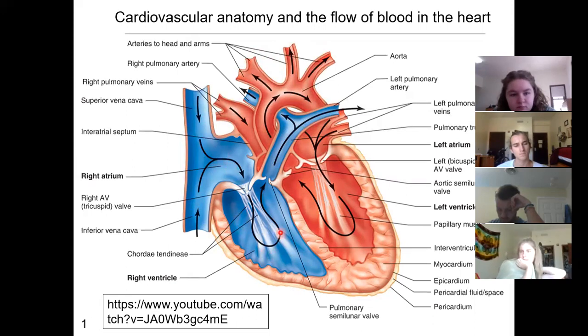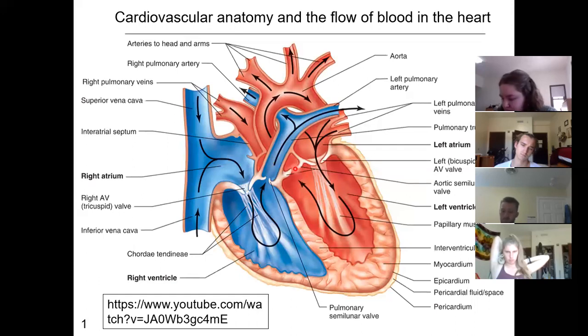Blood returns between the beats, then the heart contracts and the pressure builds up in the right and the left side, and the blood in the right ventricle is forced through the pulmonary, I think I might have said the wrong word before, the pulmonary semilunar valve into the pulmonary artery, and the blood in the left ventricle is forced through the aortic semilunar valve into the aorta, where it goes to the head or to the rest of the body.